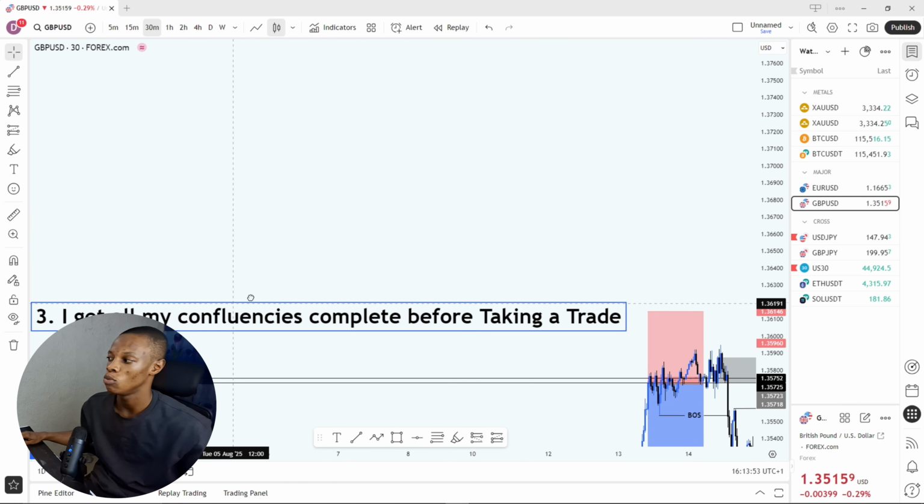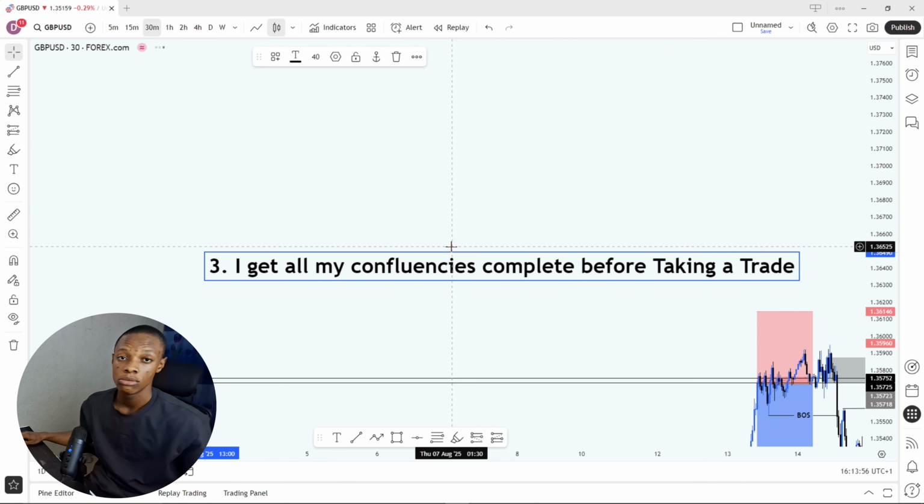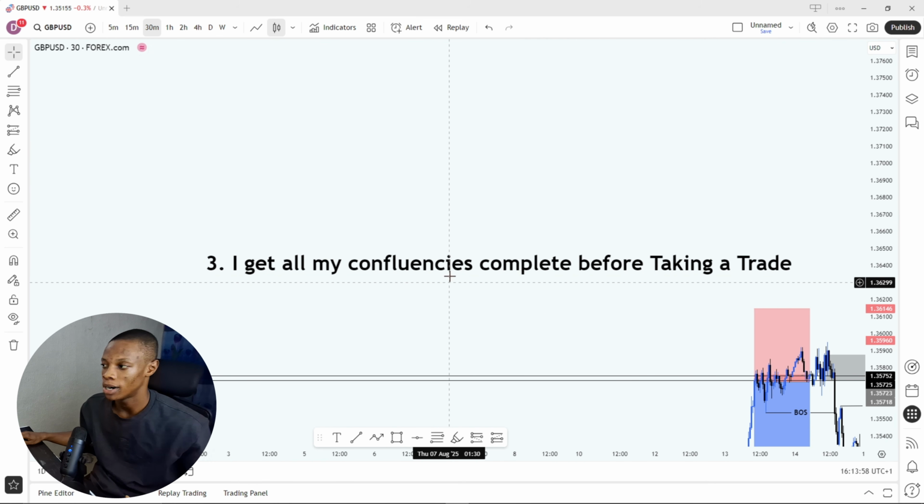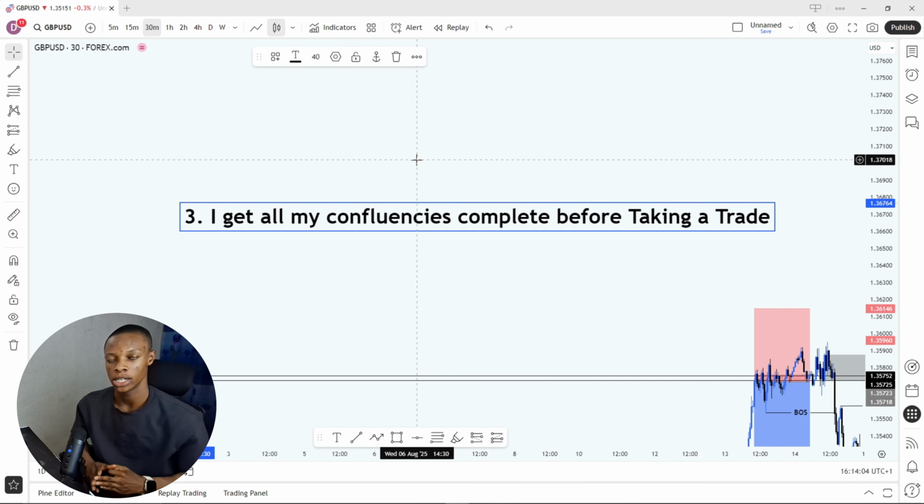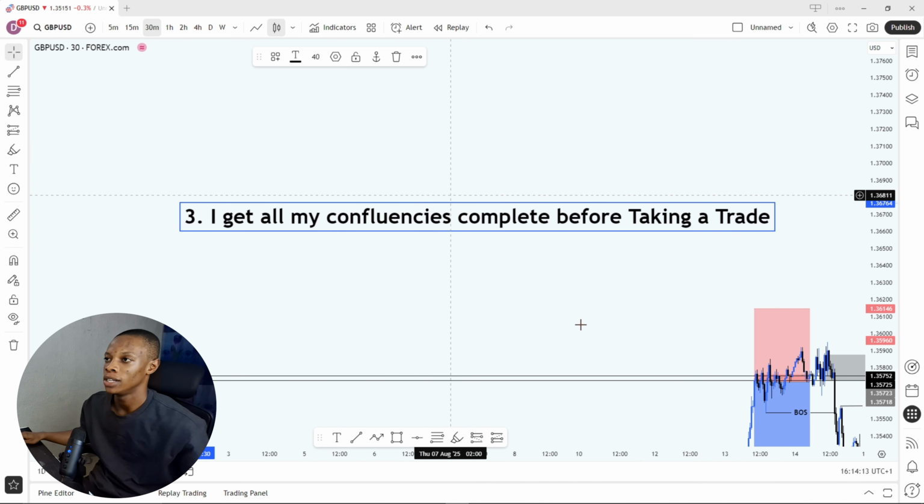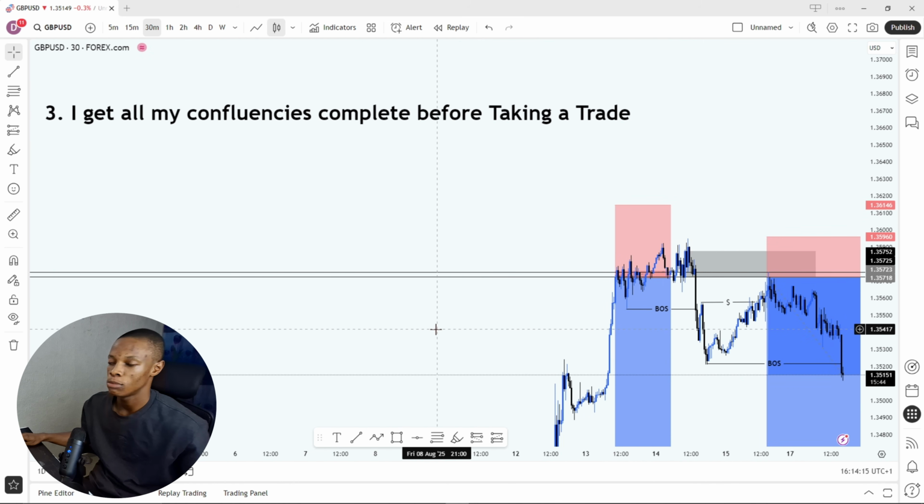Then the very third thing I do in winning more trades, right, is I get all my confluences complete before taking a trade. This is extremely important. Now, if you trade structure, liquidity, POI, and you're about to take a buy or a sell, what do you need to see before you take that buy or that sell? With the strategy, I want to see my break of structure.